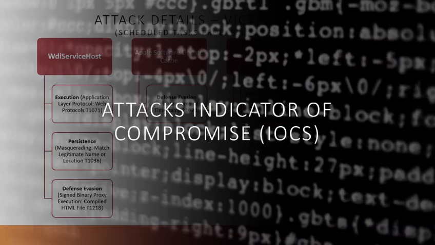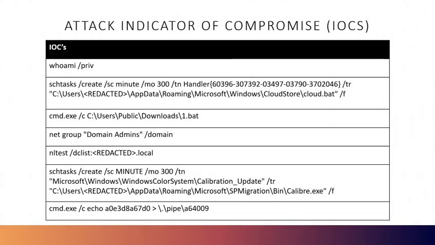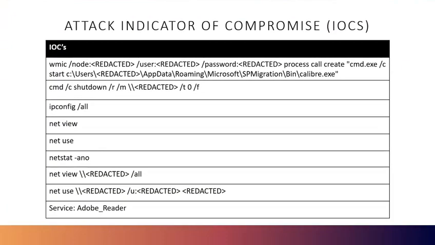Attack indicators of compromise, IOCs. APT32 utilizes a range of sophisticated methods to gain initial access, maintain persistence, and exfiltrate sensitive data from their target. They check the user privileges by running these commands on the host machine. Similarly, they check user networks and their addresses.